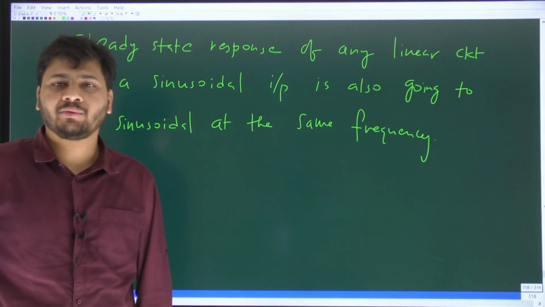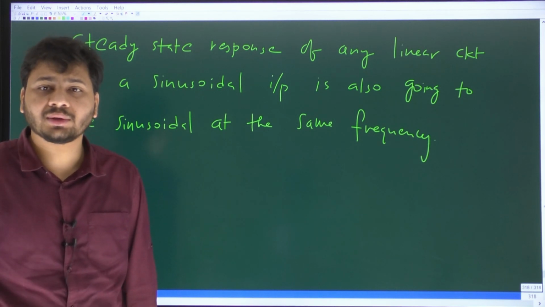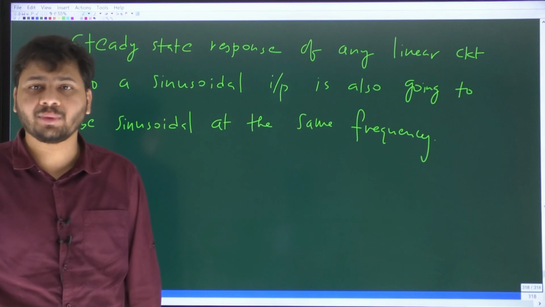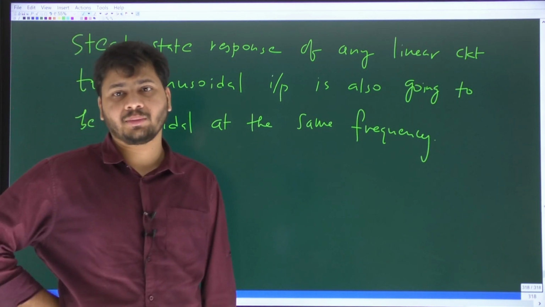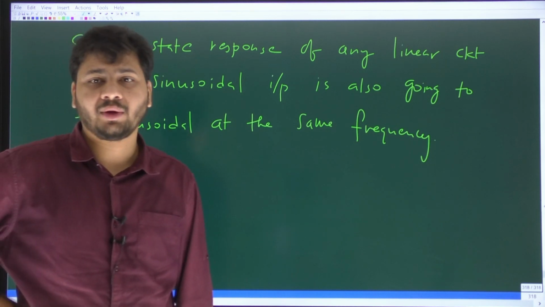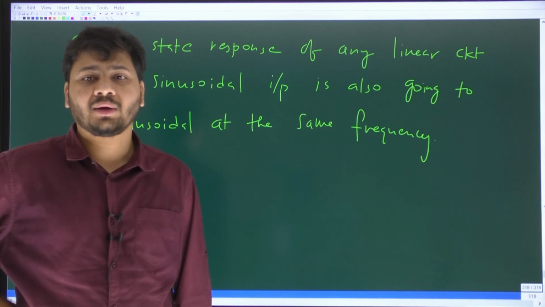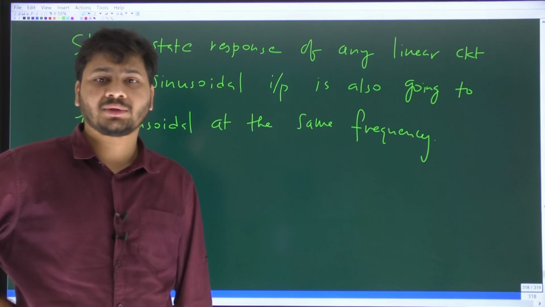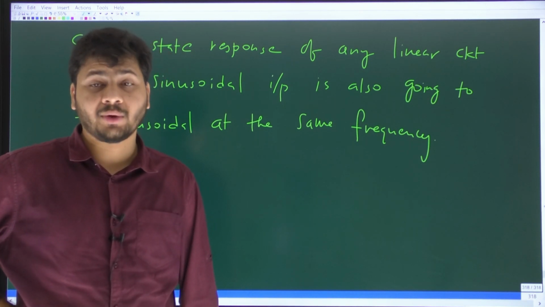When a sine wave goes through a linear system, it will come out as what? A sine wave at the same frequency. But this is not true for other inputs. For example, if a square wave passes through a linear system, it will never come out as what? A sine wave. Square wave, sorry.